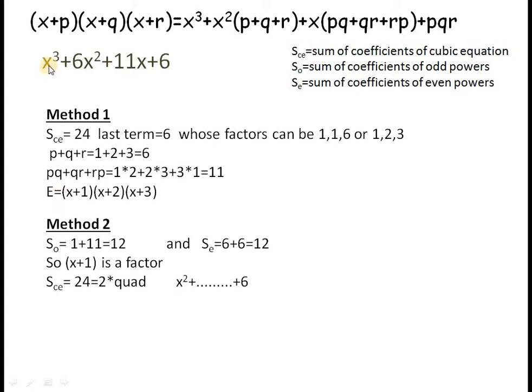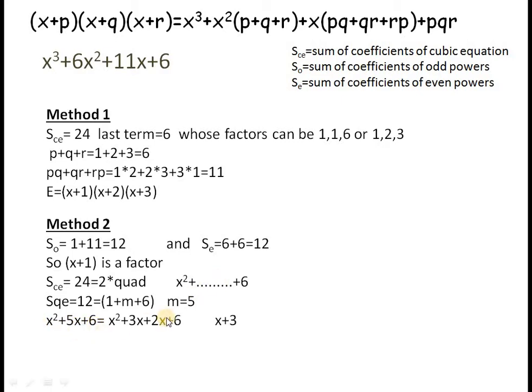And we need to take the first term as x square, since the final product is x cube. And the last term we are going to take as 6. And we just have to guess the middle term. Now we already know that this quadratic equation can only have the sum of coefficients as 12, the x square coefficient is 1 and the last coefficient is 6. So 6 plus 1 is 7. So the middle term can be only and only 5x. So we got the quadratic equation as x square plus 5x plus 6.